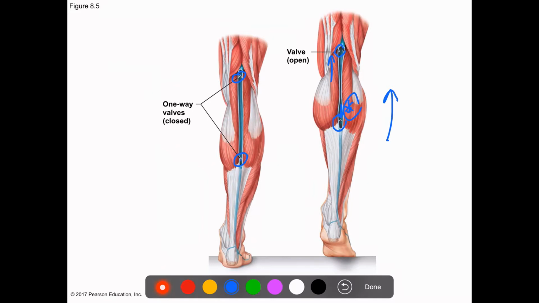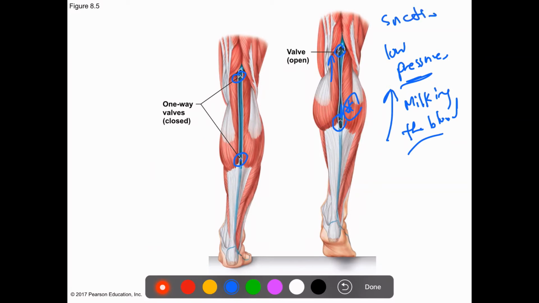Usually veins have low pressure, and usually we call this way like milking the blood. Imagine there is like a suction pump in the heart that is sucking the blood through the veins.